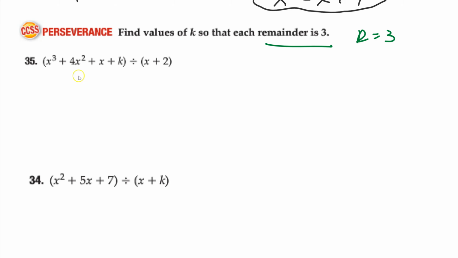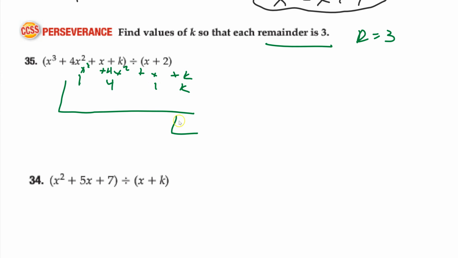Well, remember, how do we divide? We do something like division. Just set up like a normal problem. This is x cubed plus 4x squared plus x plus k. Right, so 1, 4, 1, k. I know the remainder is 3. They told me that already. And they want me to figure out what k is. And in this case, we're dividing by, remember, we'll use the opposite, -2.